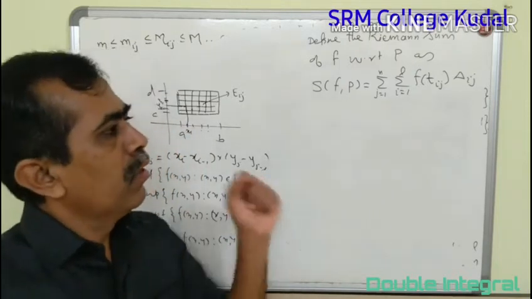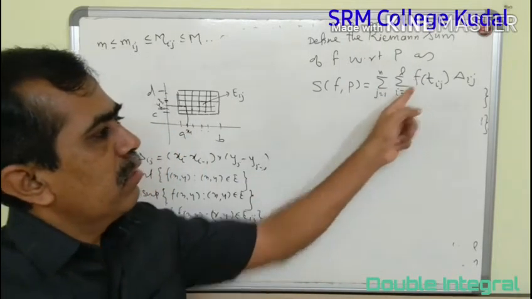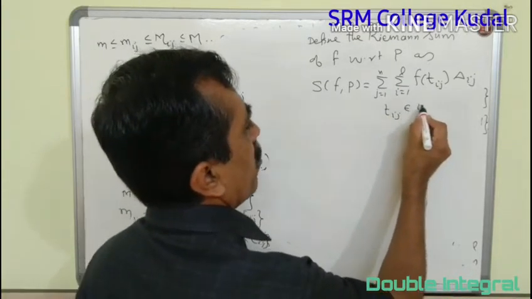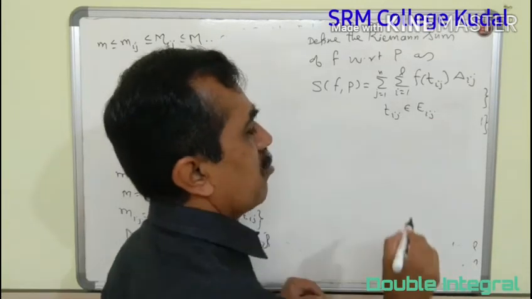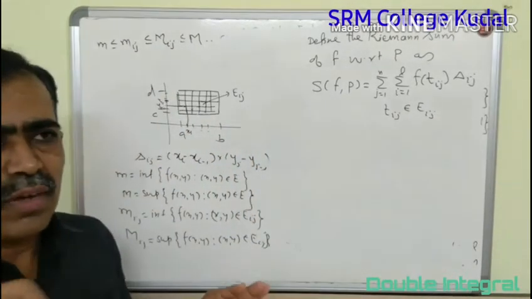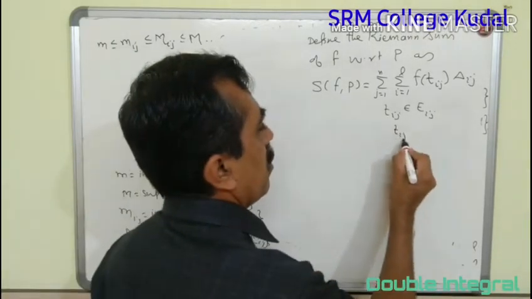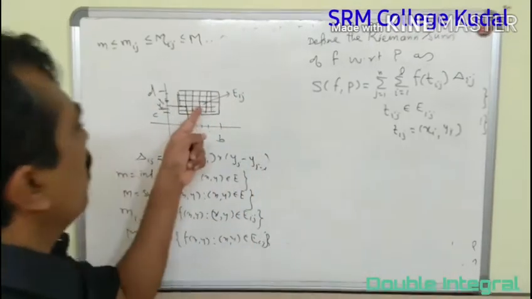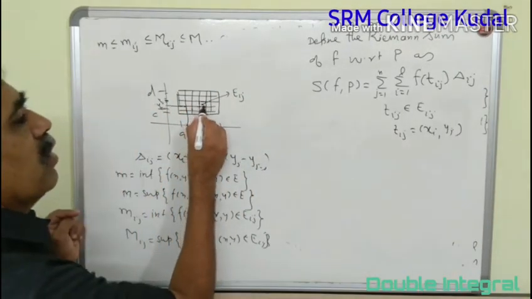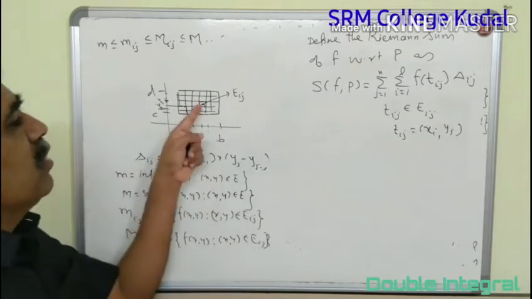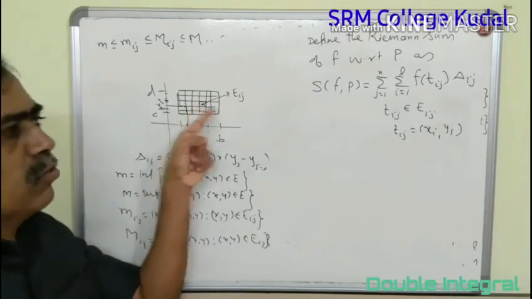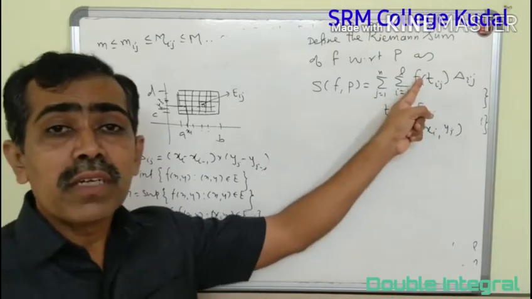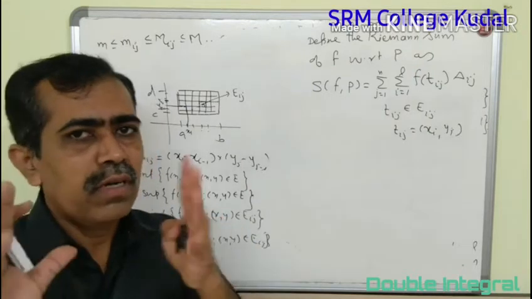Now what is T_ij? T_ij is any point which belongs to E_ij. So T_ij may be the ordered pair (xi, yj), any point from this subrectangle, anywhere here. So T_ij is a point on E_ij, and we consider T_ij as an arbitrary point. So this is the value of the function f at an arbitrary point of E_ij.